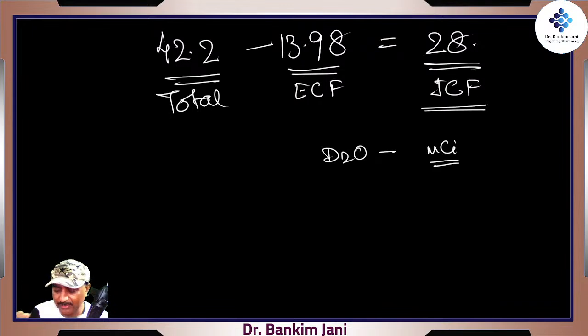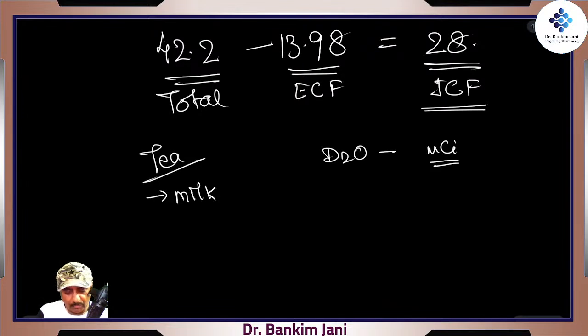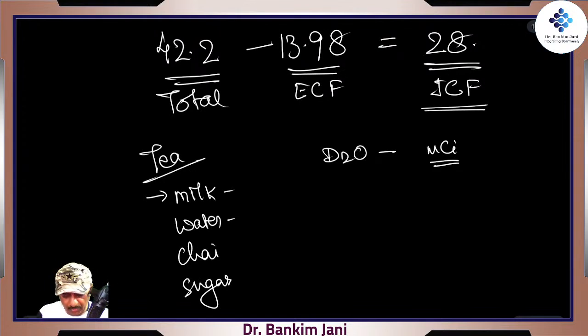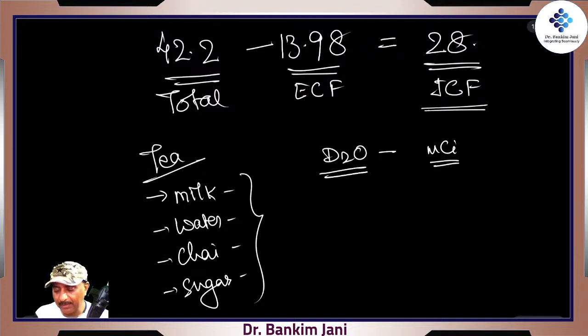It's the same as if I ask, Deepak, do you really like chai, real tea? Can't we add milk, water, tea leaves, chai ki patti, and the sugar, all in exactly the same proportion? We don't do that, right? Because everything has its own characteristic. Similarly, D2O and mannitol are completely different substances, right?